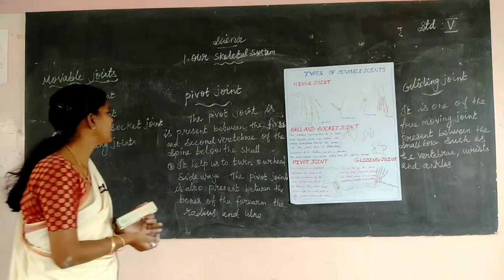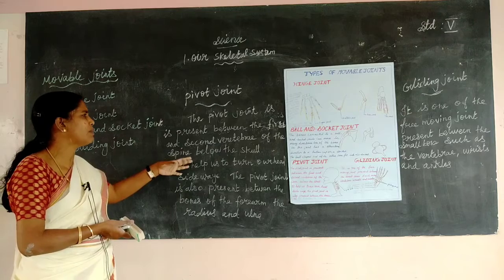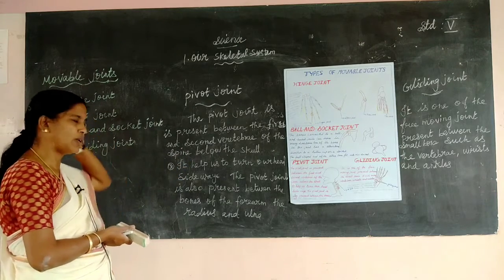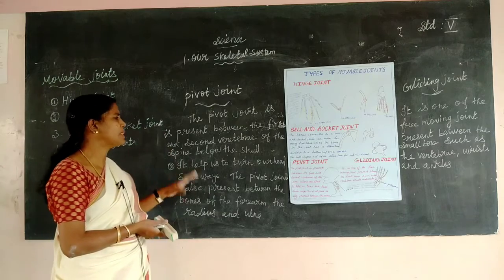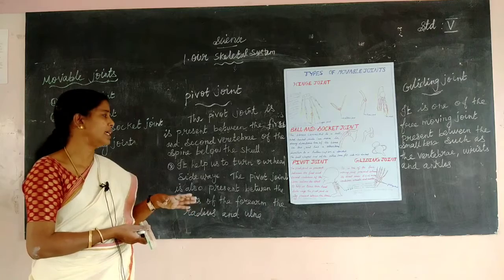The pivot joint. It is the joint present between the first and second vertebrae of the spine below the skull. Below the skull. It helps us to turn to the side; we cannot rotate fully on both sides, only to the side.